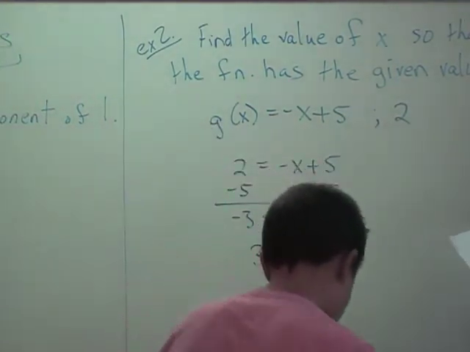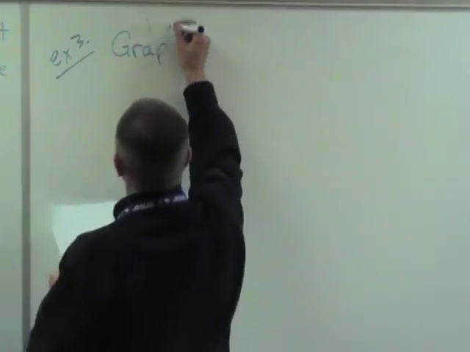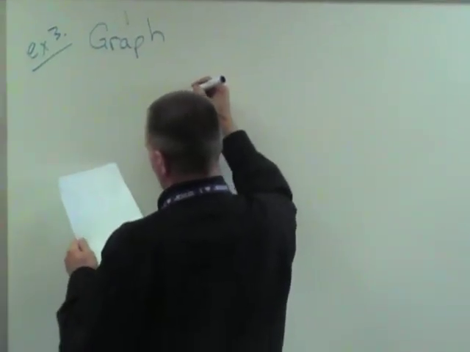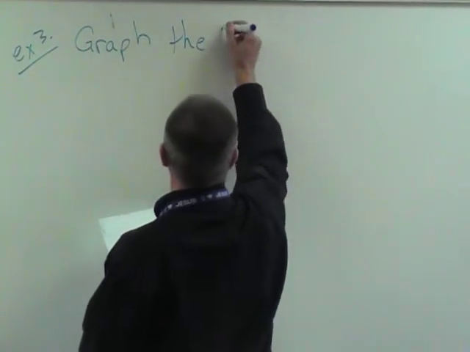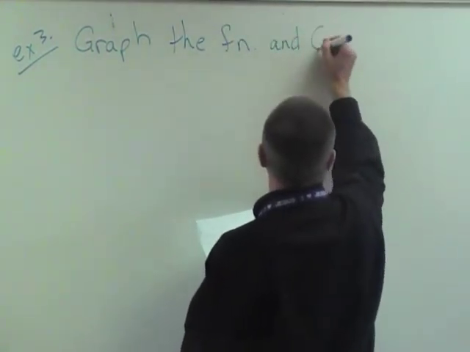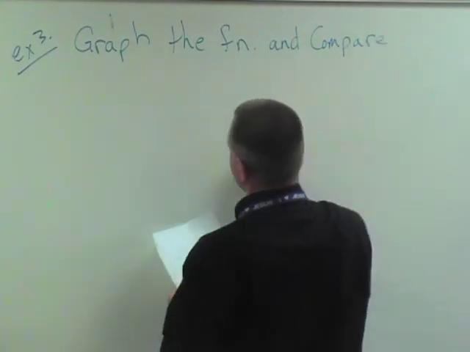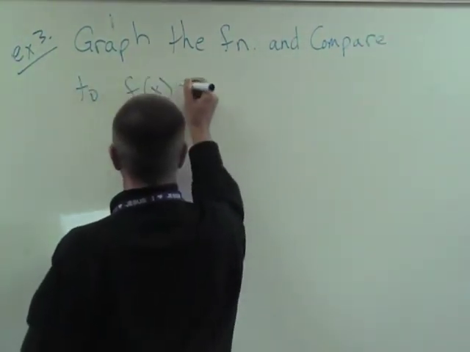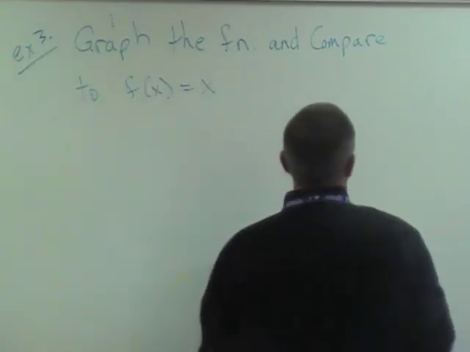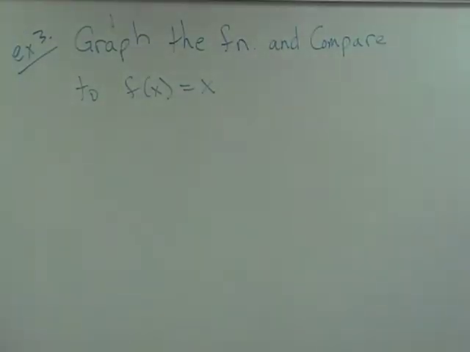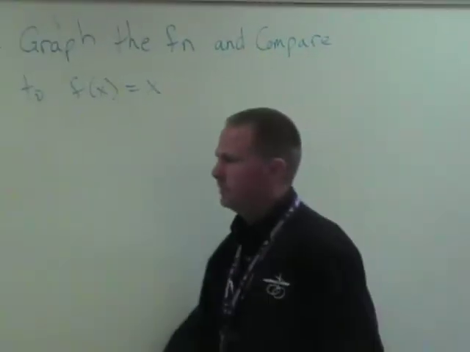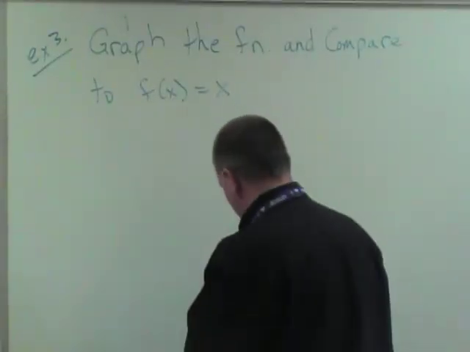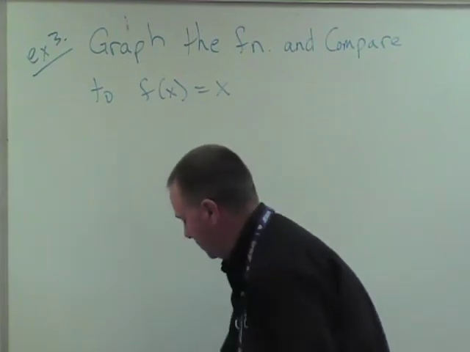All right, example 3. Almost done. Graph the function and compare to f of x equals x. First of all, what is f of x equals x? Y equals x. Yes, that's right. So this is just y equals x. So in general, let me go ahead and draw the graph, and we'll just graph y equals x.